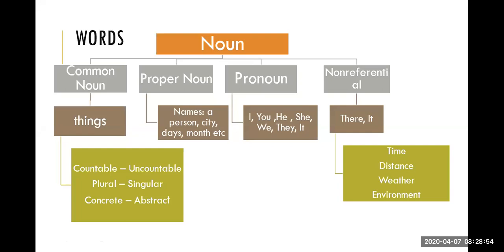Okay, and then we have proper noun. It refers to names of something, something that is already fixed. You cannot change it because it's a name of something. It can be a person, a city, days, month, brand, school names, or anything.